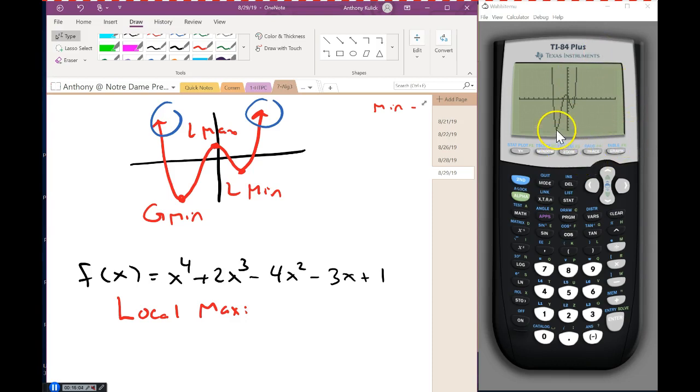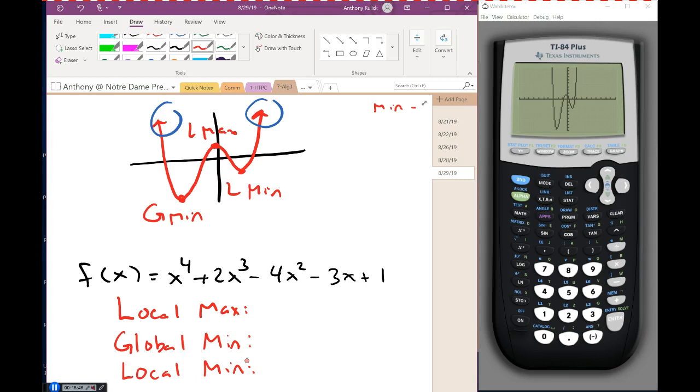How many minima do we see? 2. One is here, and the other one is there. Everybody agree with that? This one on the left, is this local or global? Global is correct. And the one on the right then has to be local. Everybody agree with that? What we'd like to be able to do is also determine the actual coordinate of those points. The calculator can help us do this.